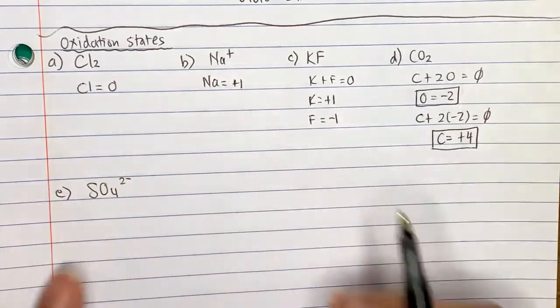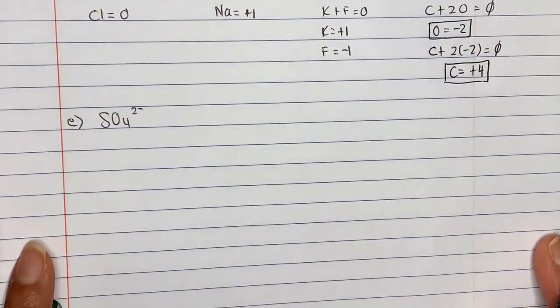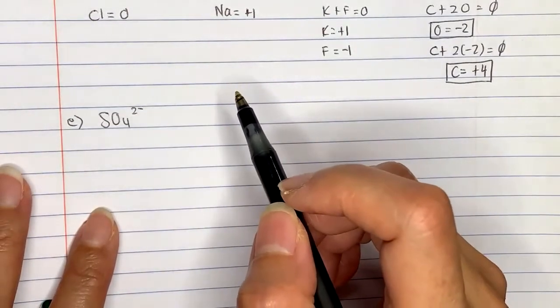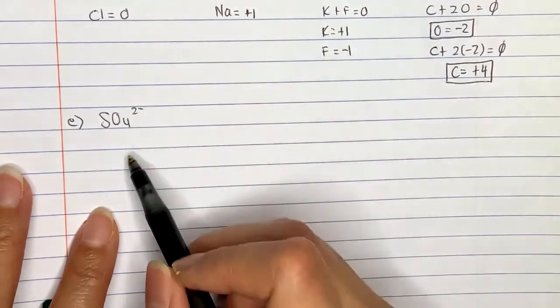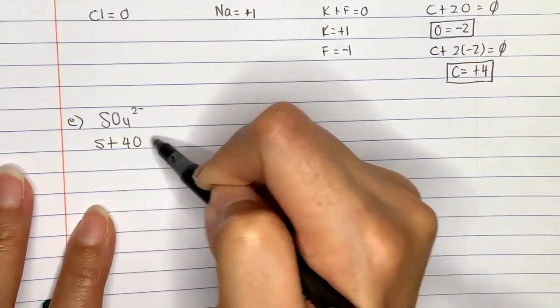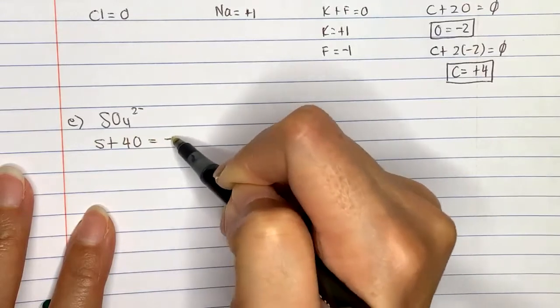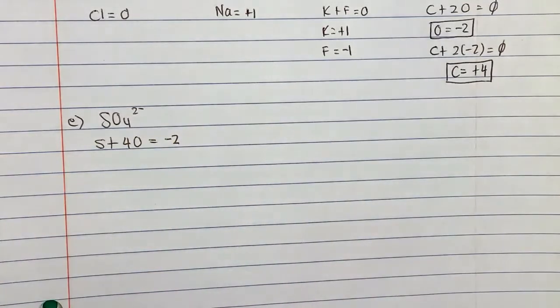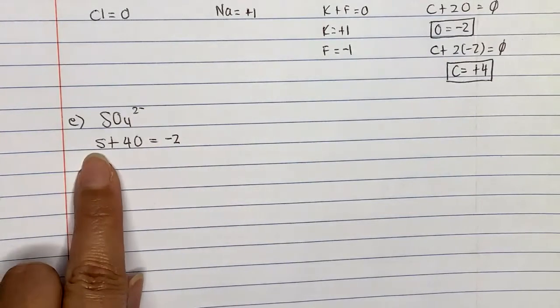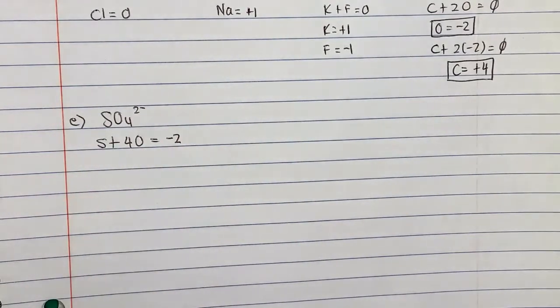SO4 2-. What's the name of this ion? This name is sulfate. Okay? So how in the world am I going to do this one? So we have to say, well, I know I have sulfur and I have 4 oxygen. They total up to -2. Just based on this formula, it adds up to -2, and 1 sulfur and 4 oxygen. Then I have to go through my list.